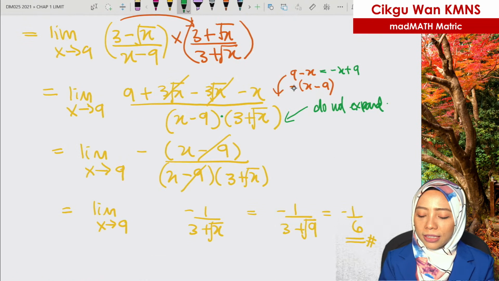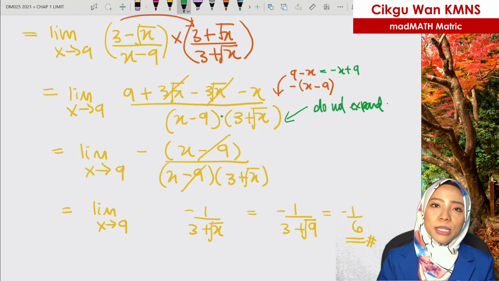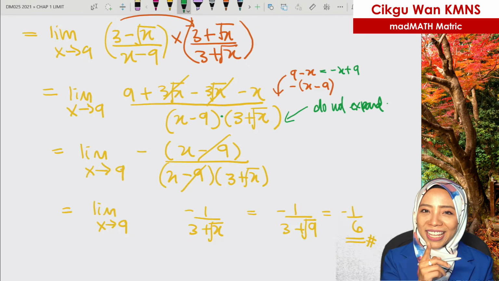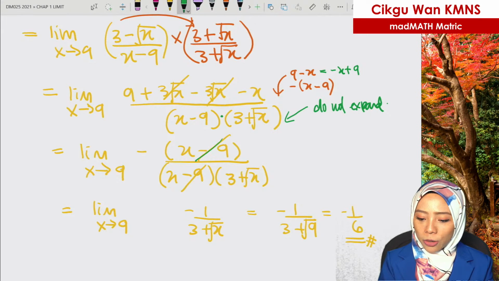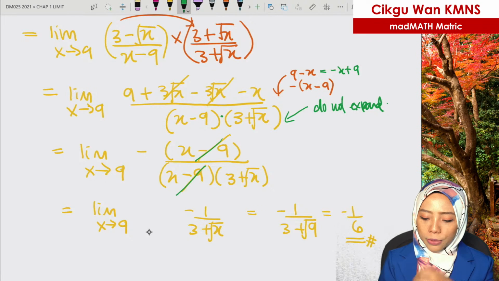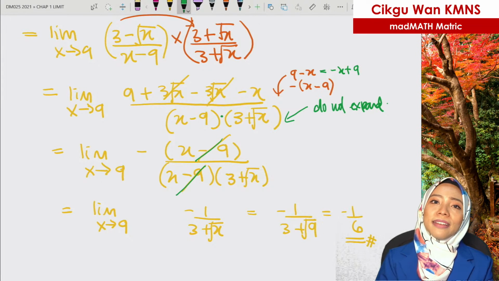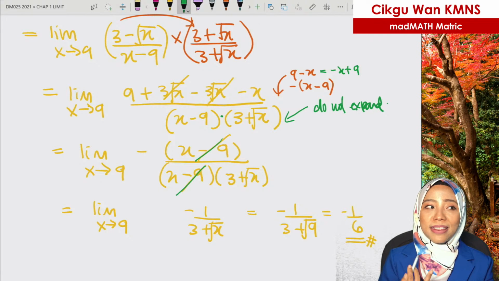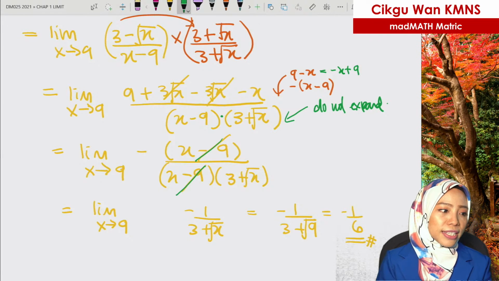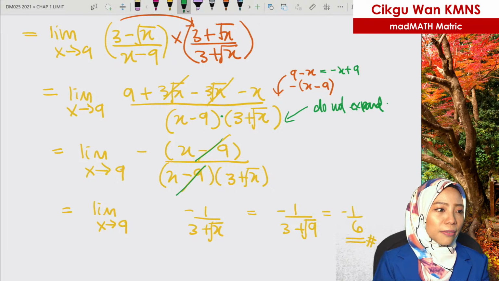So we have factored the negative. Only then is the form the same, so you can cancel. Top and bottom you cancel out. So don't forget you remain negative 1 here. You still have negative 1, and then 3 plus the square root of x. So you substitute 9. You get 3. So 3 plus 3 you get 6. So the answer will be negative 1 over 6.